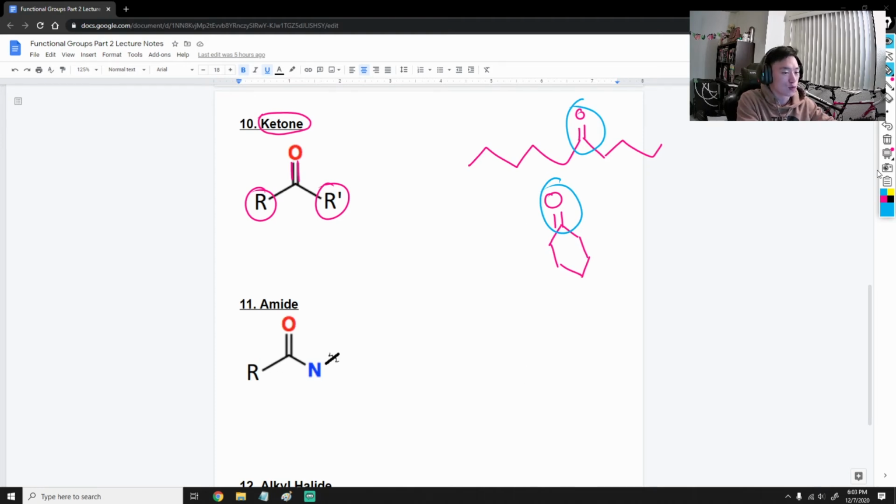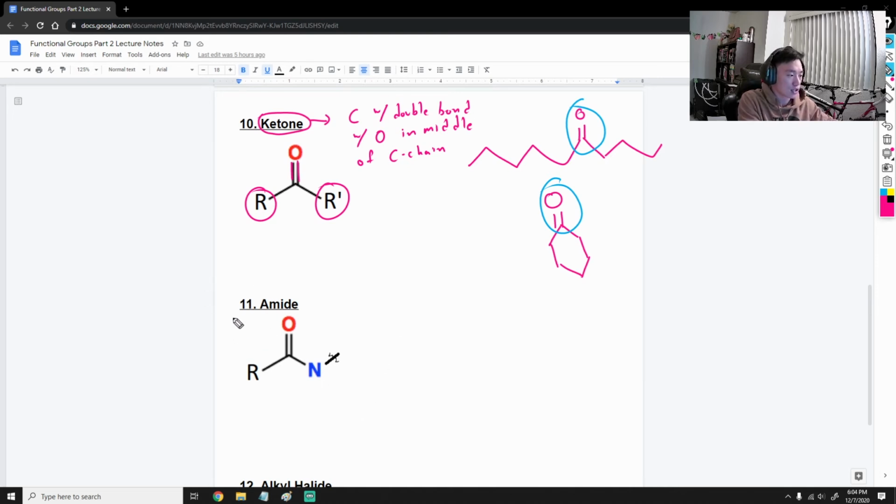All right, the next one, an amide, is also very similar. Actually, let me write the definition for a ketone. It's basically a carbon with a double bond with an oxygen in the middle of a carbon chain. Okay, sorry about that. So the definition of a ketone is a carbon with a double bond with an oxygen in the middle of a carbon chain.